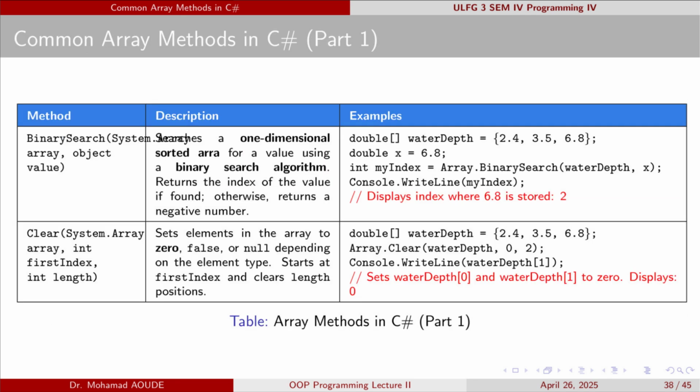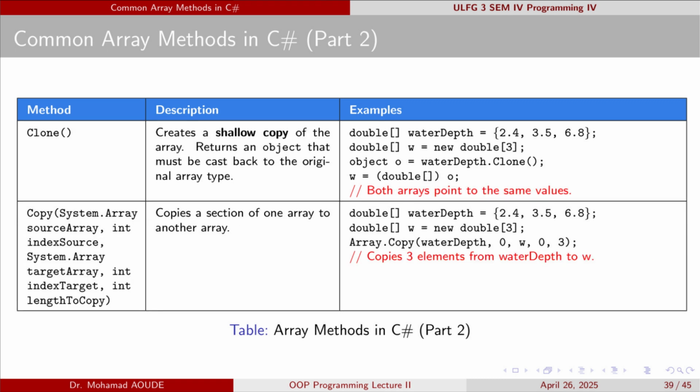Let's start with two fundamental methods, BinarySearch and Clear. BinarySearch is used to efficiently search for a value in a sorted array. It returns the index if the value is found, or a negative number if not found. In the example shown, we search for 6.8 in a sorted array of water depths. Clear, on the other hand, resets a portion of the array to its default values, 0 for numbers, false for booleans, and null for references. Both of these methods are extremely useful when managing data arrays dynamically.